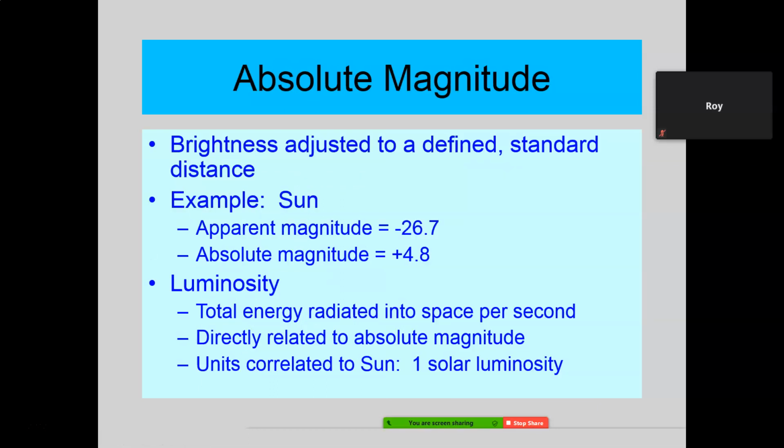Okay. Now, that doesn't tell us much of anything except how things look. What we're really interested in is how bright that star really is. This would be taking distance, temperatures, size, everything into play here. So this is the brightness adjusted to a defined standard distance. So let's take our sun, that good old average star there. In apparent magnitude, it was down there at minus 26.7. Remember, way at the top. In its absolute magnitude, it would be a plus 4.8.